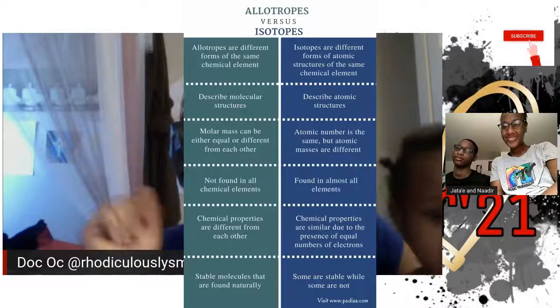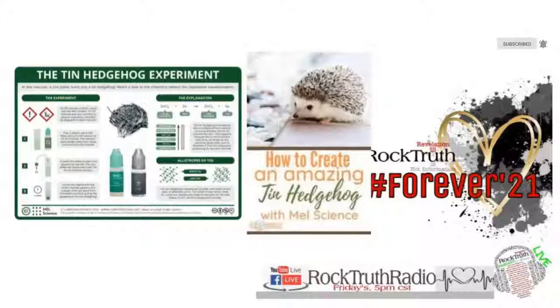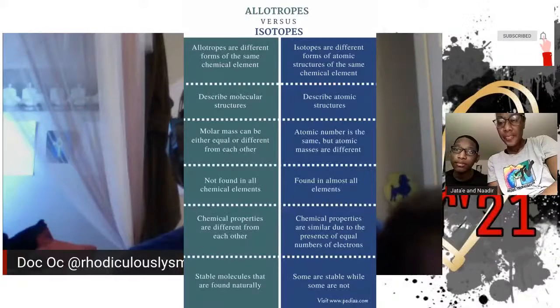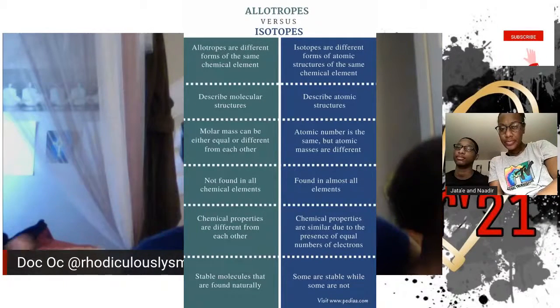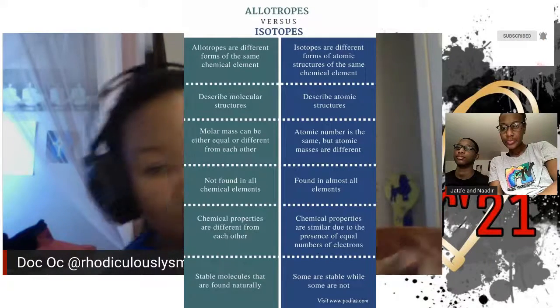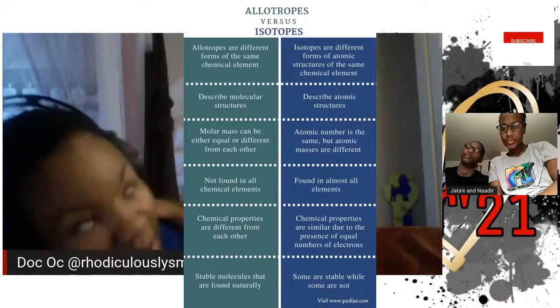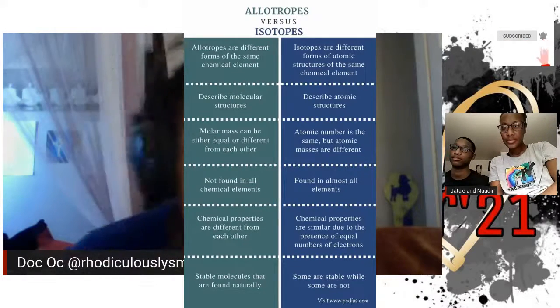Yes. Allotropes are different forms of the same chemical element. Like with today's experiment, tin has two allotropes. You can have a gray powder tin, or the white form of tin, which is the sheet metal that is usually made.